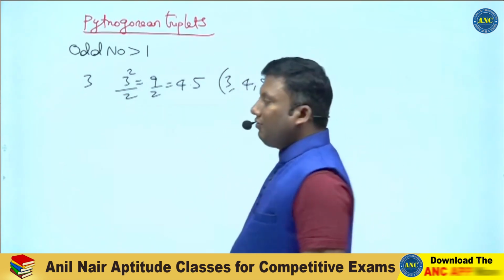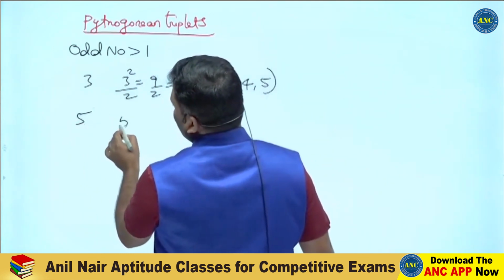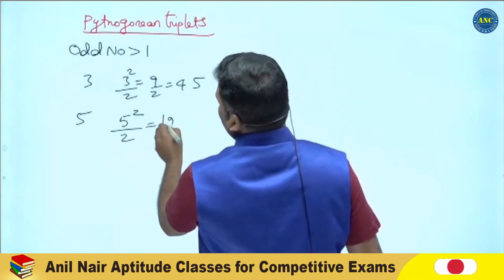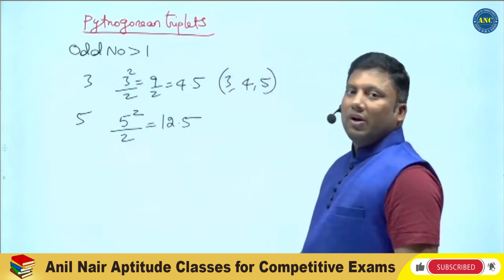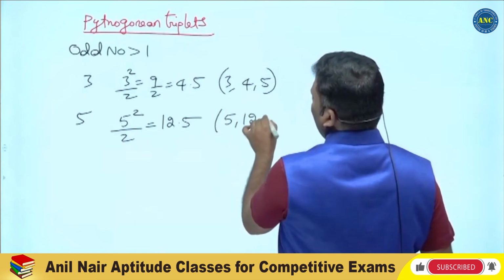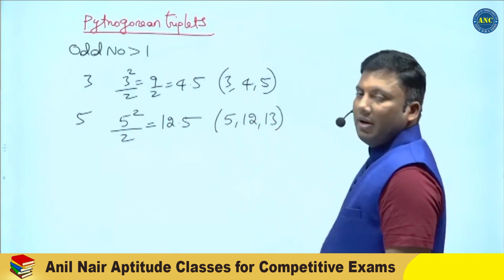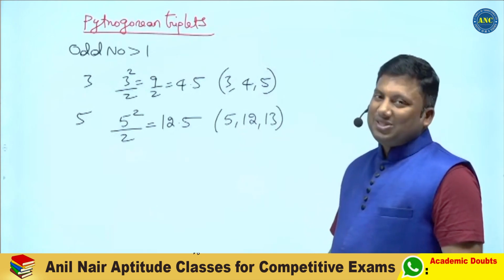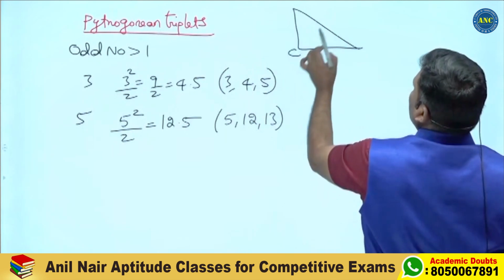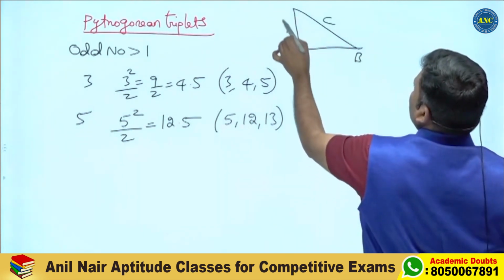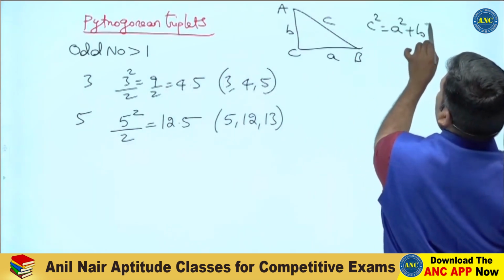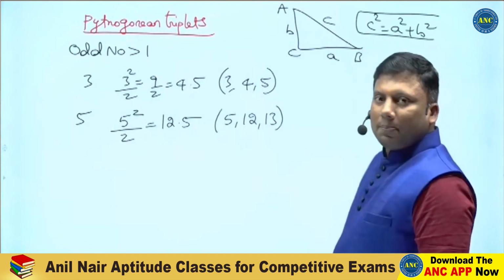What is the next odd number after 3? 5. Take the odd number, square it and divide by 2. 25 by 2, it is 12.5. Subtract 0.5 and add 0.5. 5, 12, 13. 13 square is equivalent to 5 square plus 12 square. It's a Pythagorean triplet. What is a Pythagorean triplet? C square is equivalent to A square plus B square.